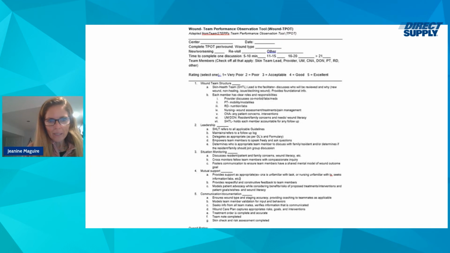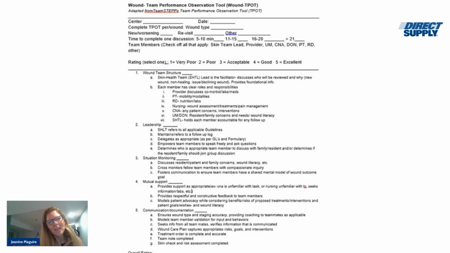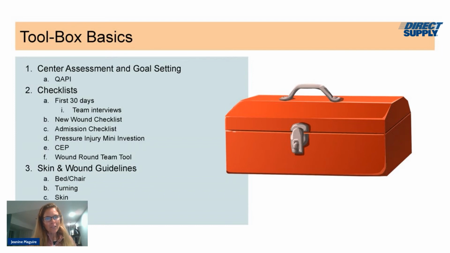In terms of communication, TeamSTEPPS is a great resource, and you can modify one of their team performance observation tools. I modified it for wound teaming, and this looks for certain behaviors in communication with each other. You can use this to actually do a little test of your teaming and see how your team does in terms of communication. And then it gives you a score so you can try to work toward it. That's an area that we often don't look at in metrics, but this could certainly be one of the metrics. How is your teaming communication?